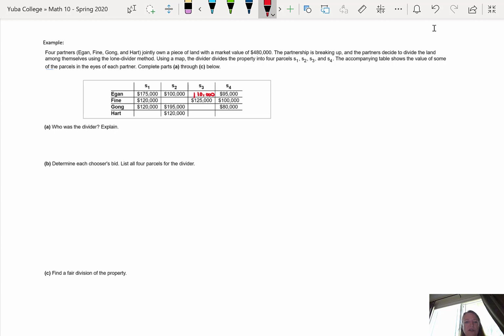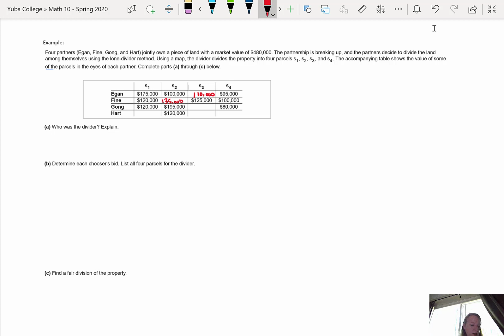So I want to do the same idea with Fine. We have $120,000 plus the $125,000 plus the $100,000. So what he listed is worth $345,000. So $480,000 minus that answer gives me $135,000. So parcel 2 is worth $135,000 for them.